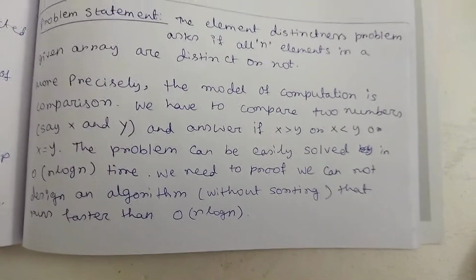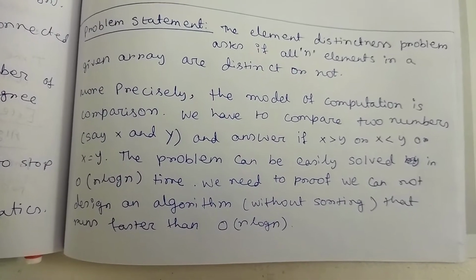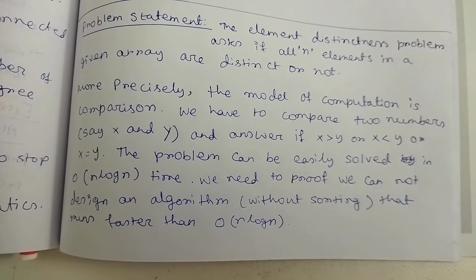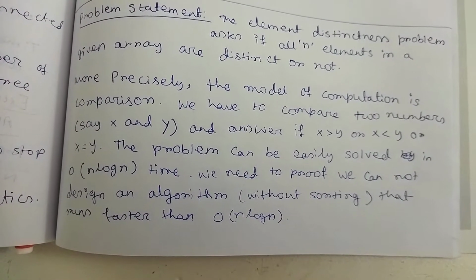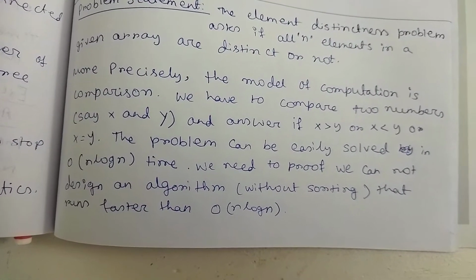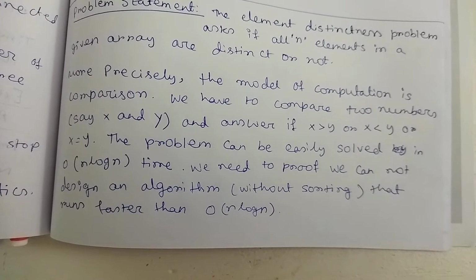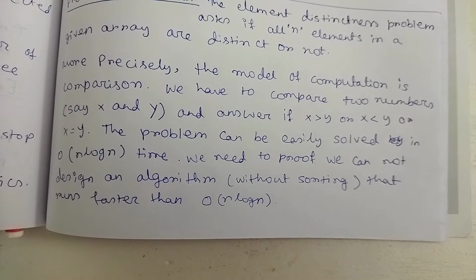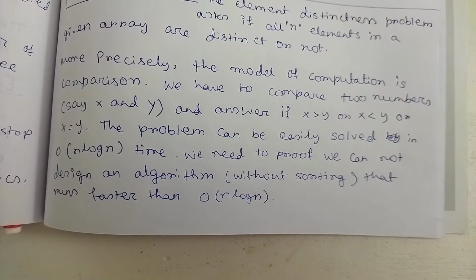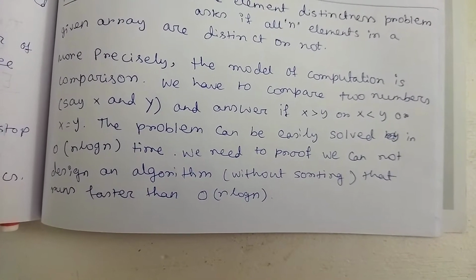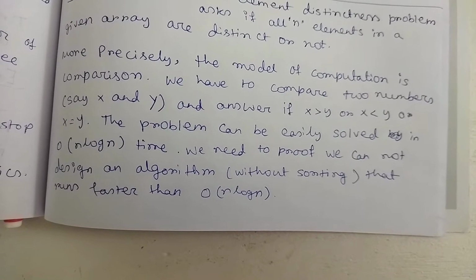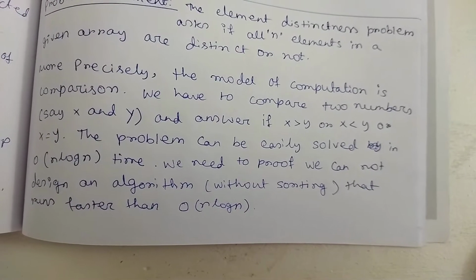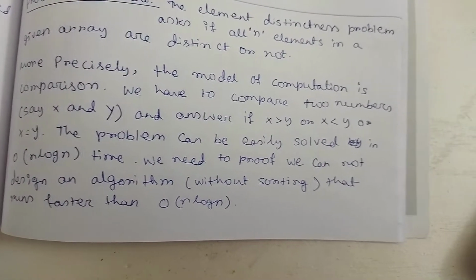More precisely, the model of computation here is comparison based sorting. We have to compare two numbers, say x and y, in constant time and answer if x is less than y, equal to y, or greater than y. If x is less than y or greater than y, then it's fine and they are distinct elements. But if x equals y, then the output will be no.